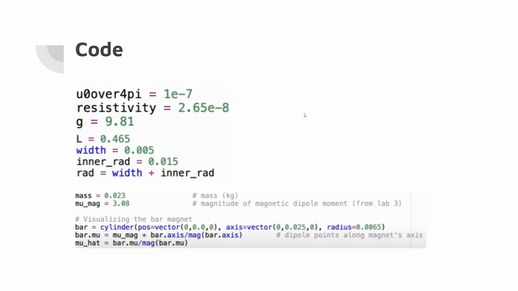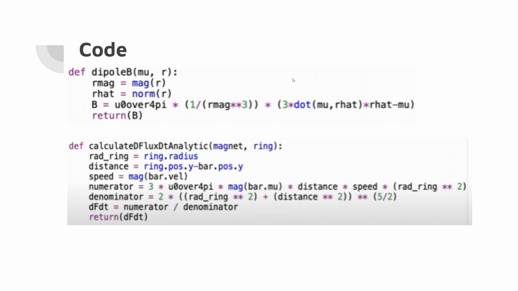So this is the simulated model, and it's a virtual model of the real life system. First I set the initial conditions and constants, some of which use measured properties of the real magnet and tube. Next I coded a function that will return the magnetic field strength given a dipole and a distance. Then I coded a function that would calculate magnetic flux using a magnetic object and a ring object.